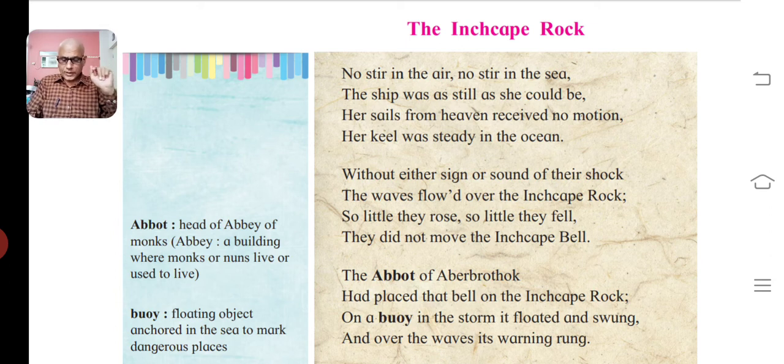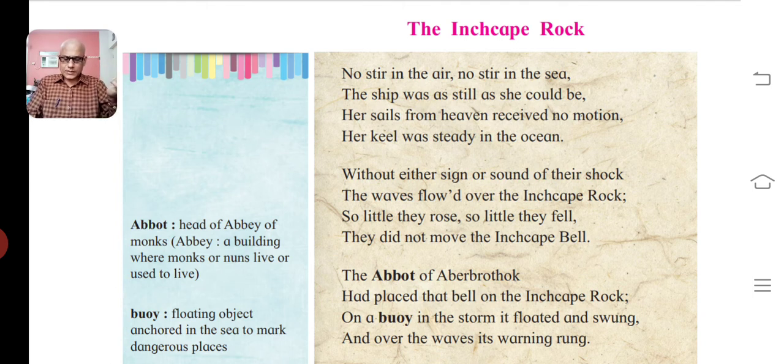There are two figures of speech in this line. Number one, inversion. How is there inversion here? Here, the words are not in the correct prose order. The correct prose order of the sentence is, 'it floated and swung on a buoy in the storm.'